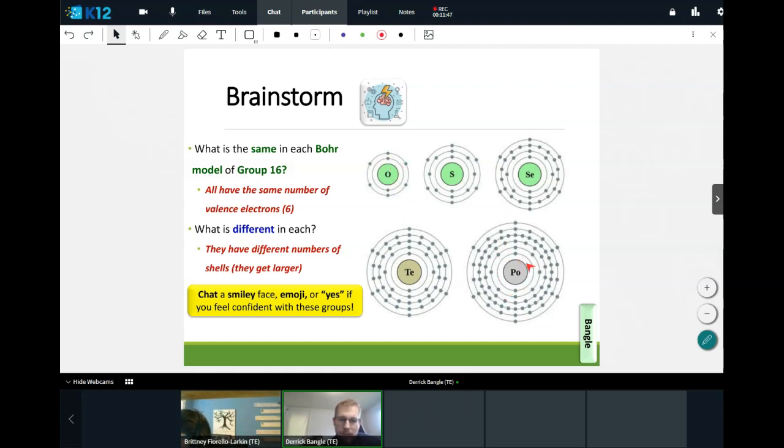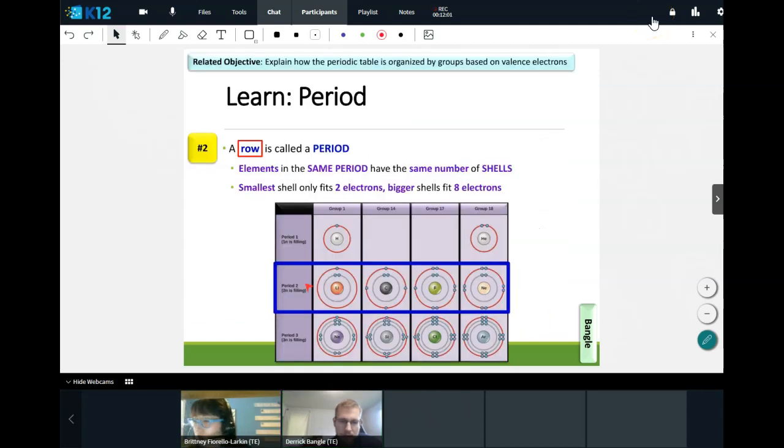Plutonium all the way at the bottom has many, many shells of electrons. Let's move on to our first topic here, looking at periods. Periods in a periodic table are what we call rows in the table itself. Elements that are all in the same period should all have the same number of shells.